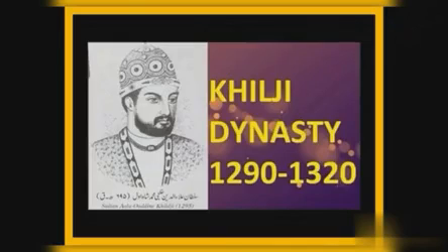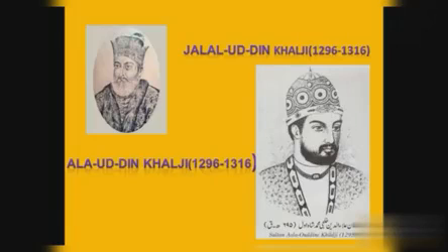Khalji dynasty, from 1290 to 1320. Let's see about this dynasty. The great rulers were Jalauddin Khalji and Alauddin Khalji. Jalauddin Khalji, from 1290 to 1296. Alauddin Khalji, from 1296 to 1316.